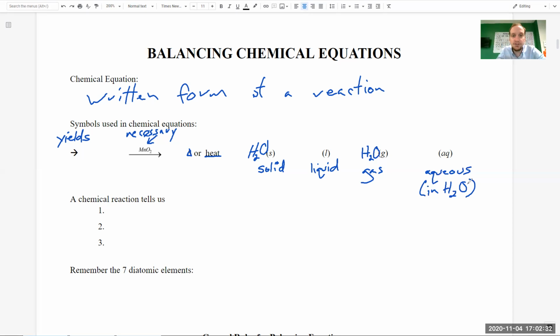All right, a chemical reaction is going to tell us three things that are very important. It's going to tell us what the reactants are. And again, the reactants are what are going into the reaction.